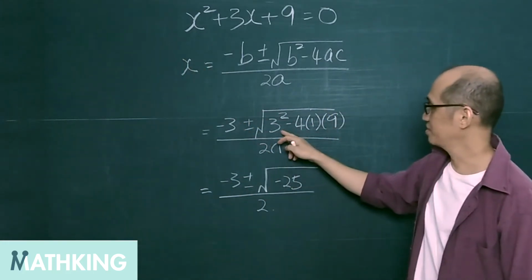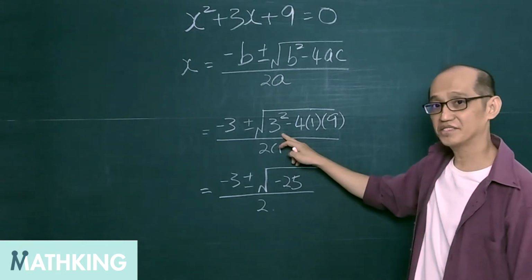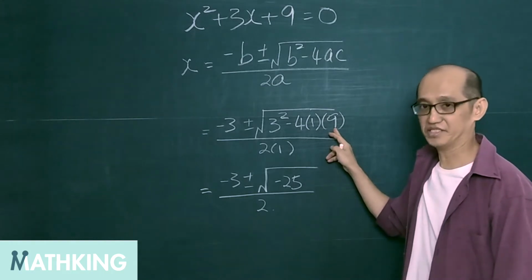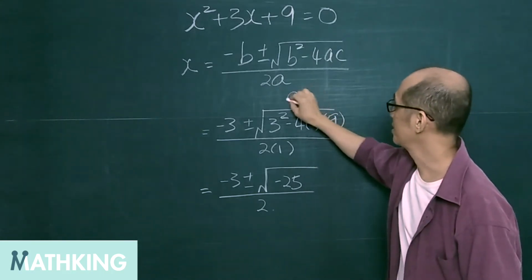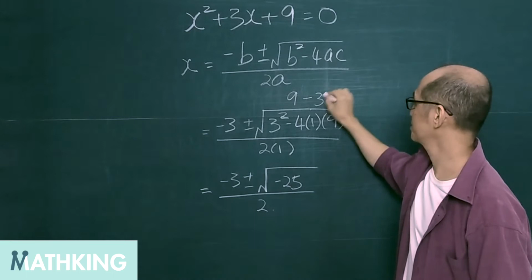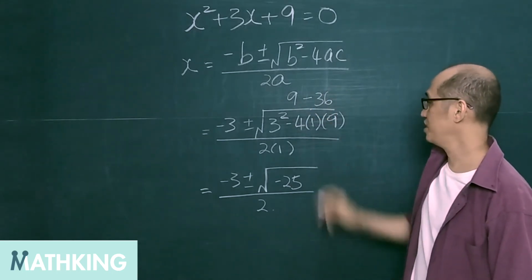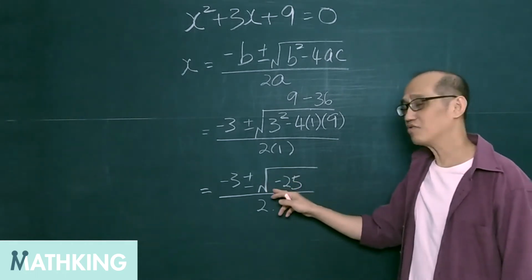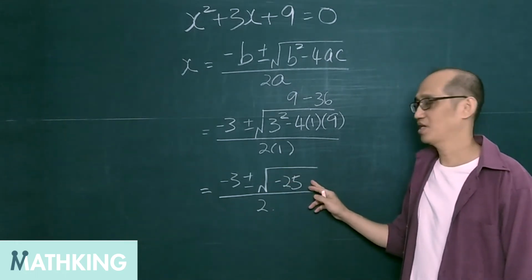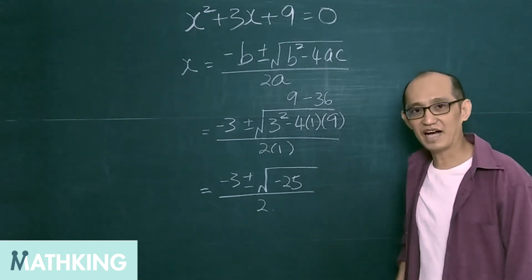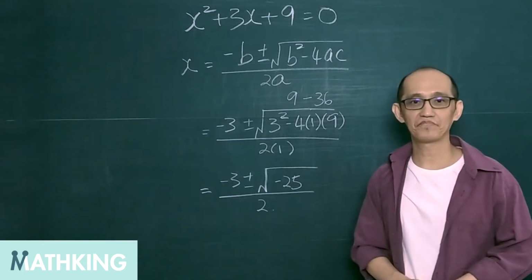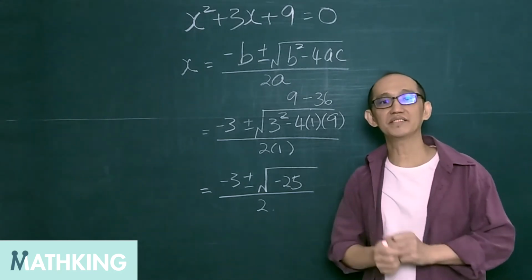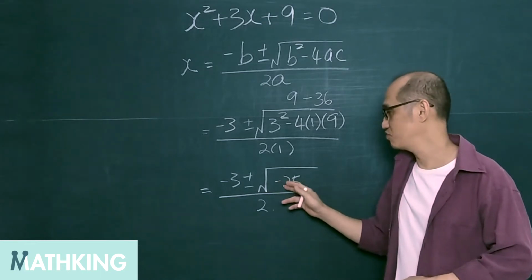Right, now let's look at this part. 3 squared is 9. 4 times 9 is 36. So we have 9 minus 36. 9 minus 36 is negative 25. So we have square root of negative 25. Now this square root of negative 25 is called imaginary number. There is no real number where it multiplies itself and we get negative 25.